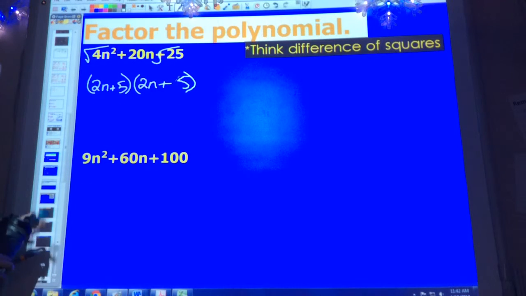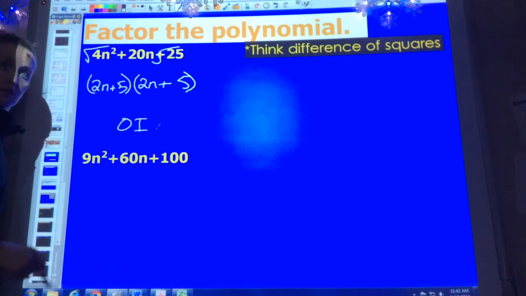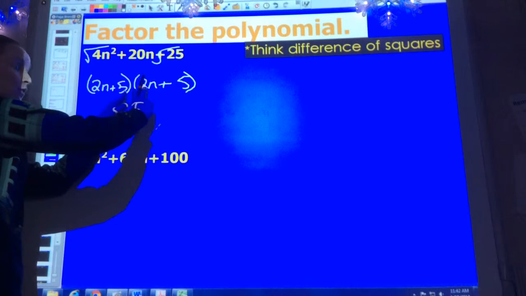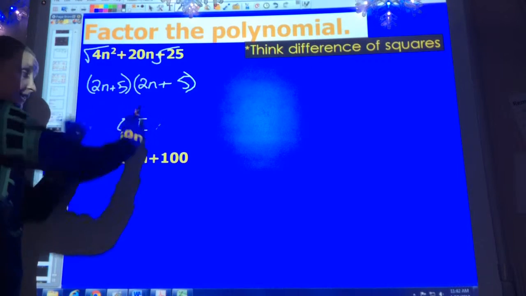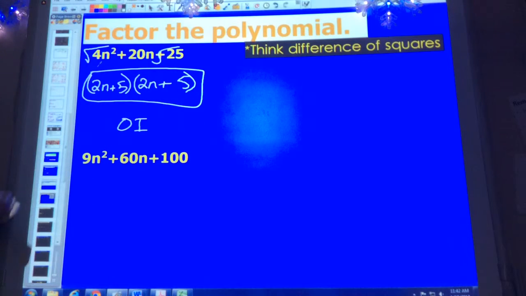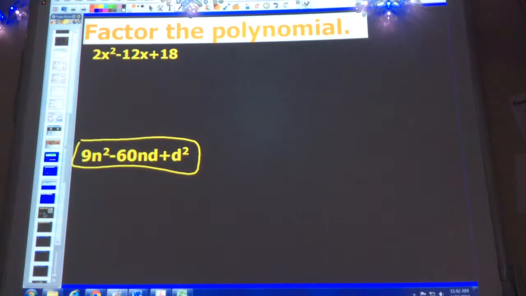Now, how we check our middle term once again is just do the O and the I. So watch this. What's outside times outside? 10. What's our middle? 10. Is that going to give us our middle term? Therefore, that's a good answer. Because remember how we said that some of them could be prime? Because our middle term isn't the same? Okay? We want to make sure that we double check that.